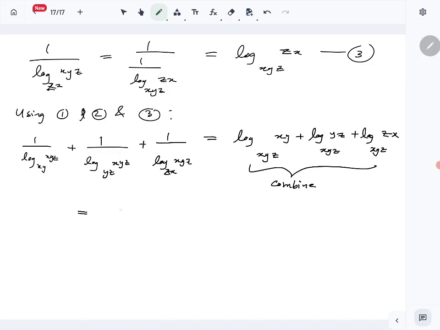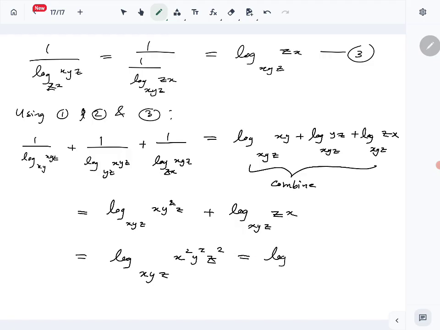So now we can use the log rules. So I will first combine the first two. So you get what? Xy into yz. So x y squared z plus log xyz of zx. Now combine these two into a single log. So you get what? Log xyz of x squared y squared z squared inside. So now just simplify this a little bit. So this turns into log xyz. You can take the square power out. So like that. You can write it like that.